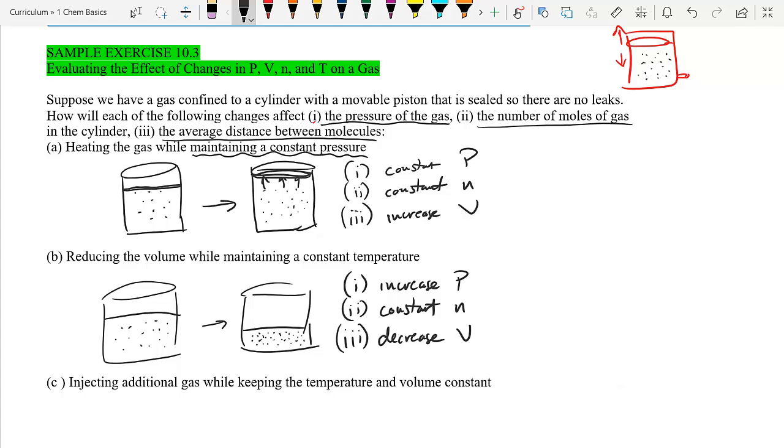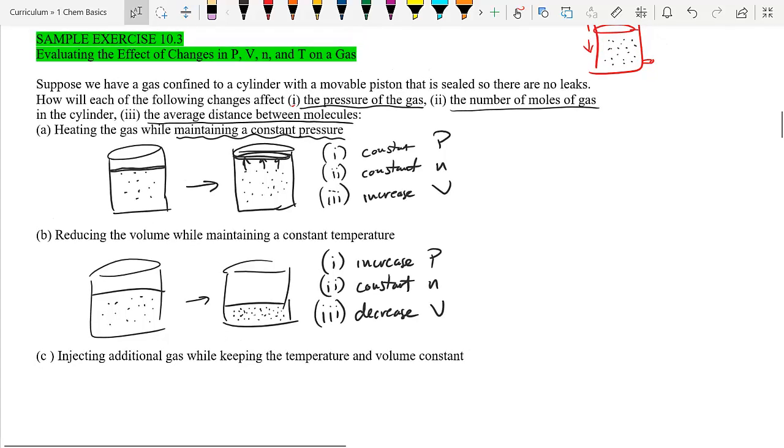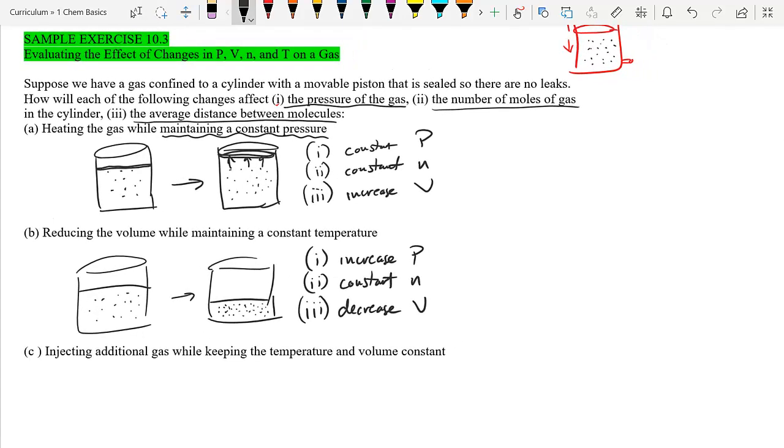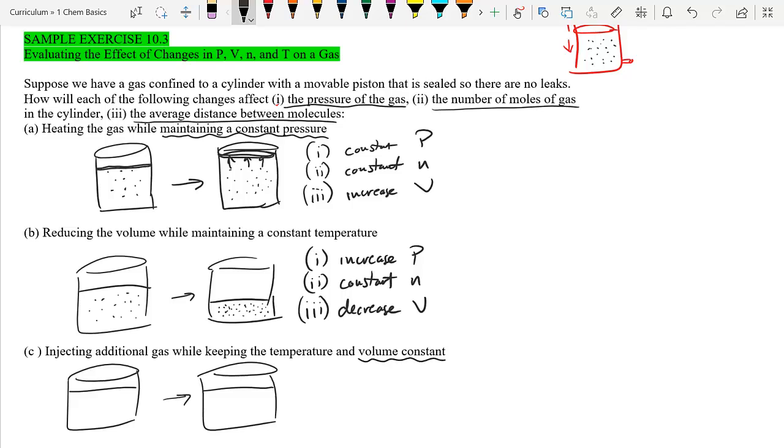Okay? Now, our third situation here, in part C, we're injecting additional gas while keeping temperature and volume constant. So we have our original setting with the piston right there. We have our new setting where we still have the piston in the same spot because it's a constant volume. Temperature stays the same. So I consider the spread of particles. Well, in the beginning, I have a fixed number of particles. And if I start off there, remember that we're going to inject more particles through that little valve. We're going to push more in.